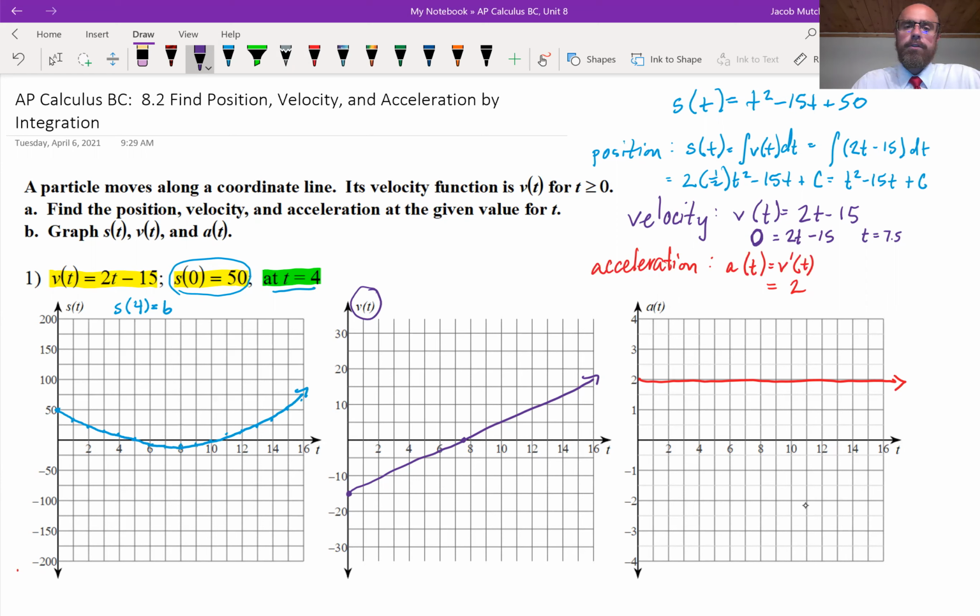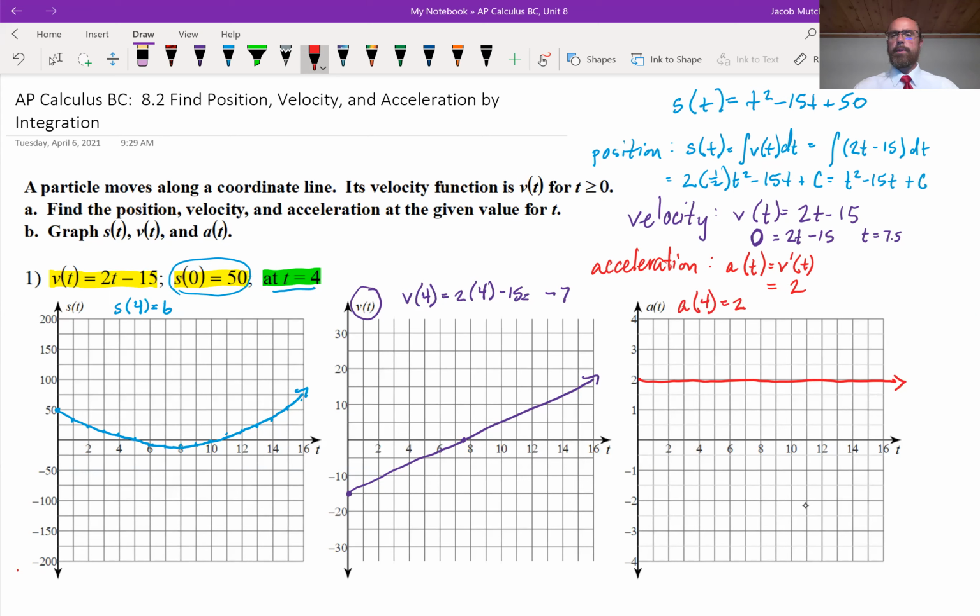The velocity function, we could probably just plug 4 in real easily. So it's 2 times 4. So that's 8 minus 15. And that's going to be negative 7. And then for acceleration, it's the same value everywhere. So a at 4 is 2, just like a at anywhere else. And that completes our task there.